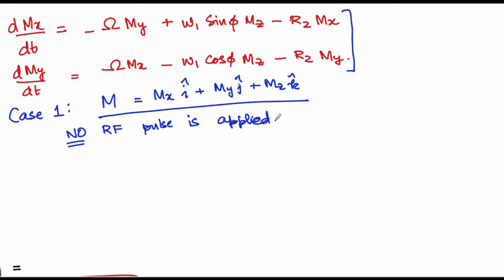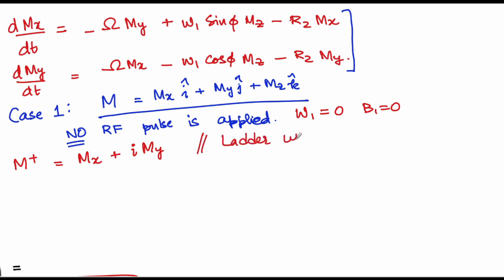When no RF pulse is applied, you know that omega 1 is equal to 0 because B1 is equal to 0. Therefore, what will end up happening? The omega 1 terms will vanish from the rate of change of the transverse magnetization. And since you are setting a coil along the transverse plane, it's not mx or my that you measure. You end up measuring m plus or m minus. So for the sake of simplicity, let's go with m plus. This is very similar to the ladder up operator that you would have seen.